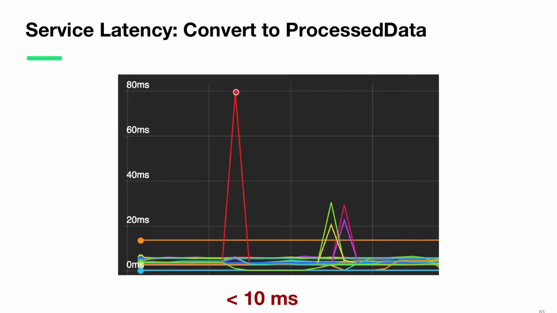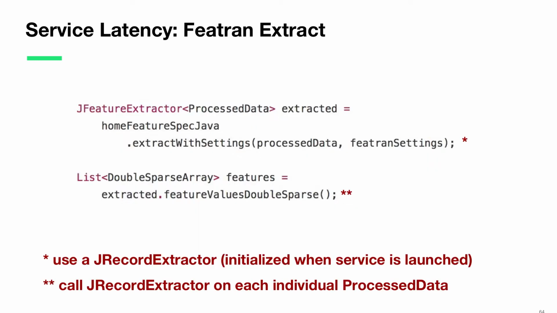On average, it took under 10 milliseconds, and this again was for around 150 to 200 items per request. So pretty fast for the first component, which is in the common featurization library, going from our home contents to our process data case class.